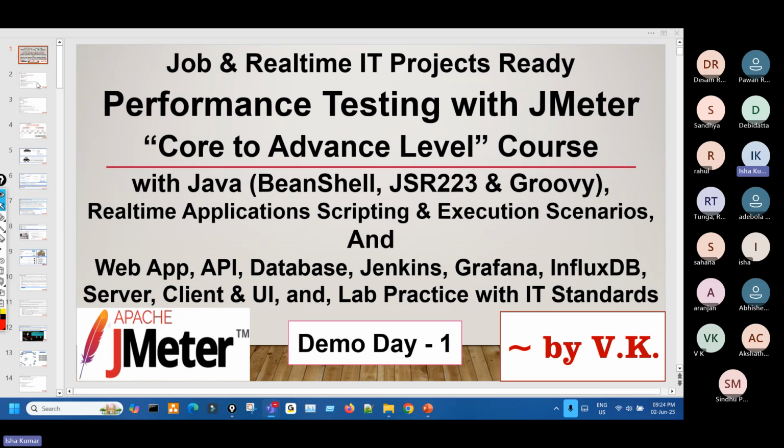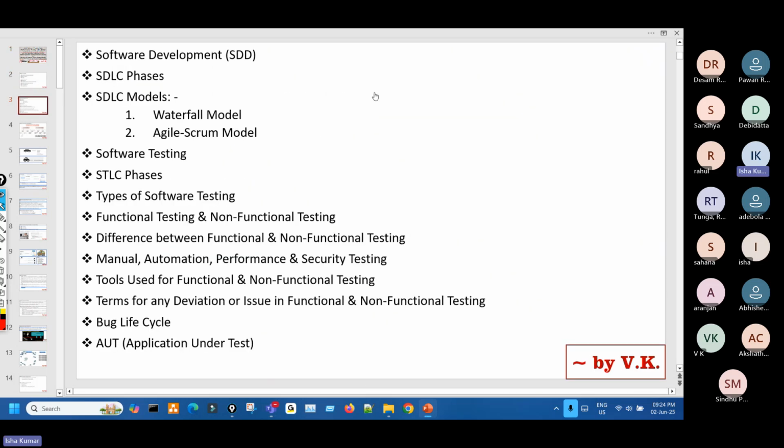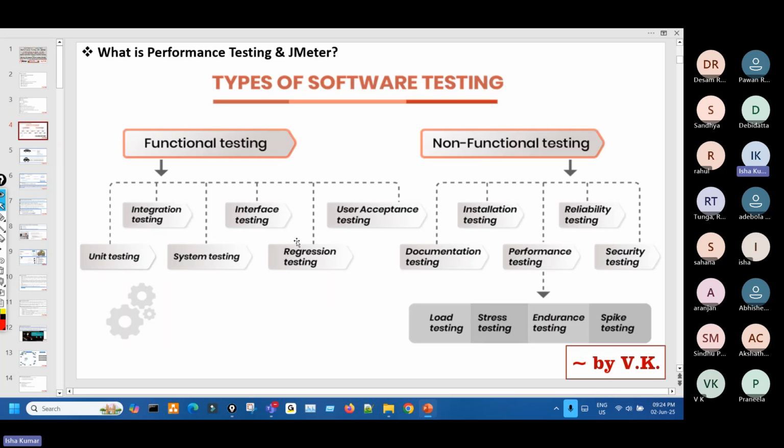So how many people are aware of performance testing? I'll give a walkthrough on that, or shall we go and do a brief discussion on performance testing? How do you want it, or do you want just a demo session?